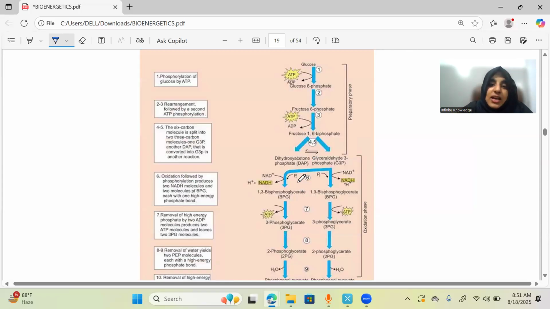Okay, anyways, this is just the preparatory phase where, see, over here in step number 1, we use one ATP which is converted into ADP, and in step number 3, ATP is converted into ADP, right? In step number 6, we produce NADH, right? In step number 7, ATP is produced, and also in the last step where PEP is converted into pyruvate, ATP is produced, okay?